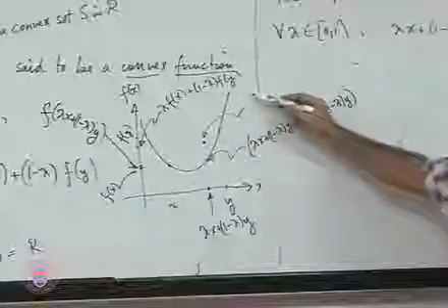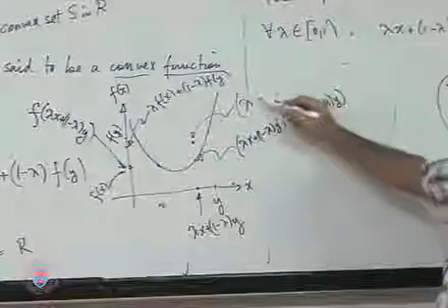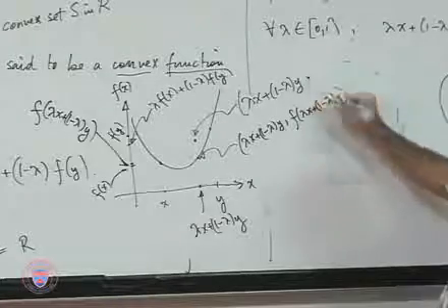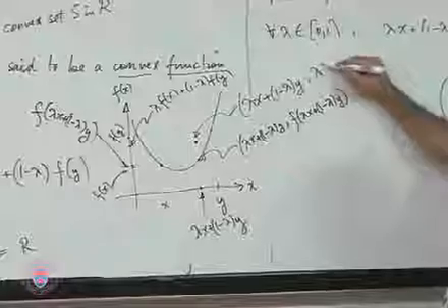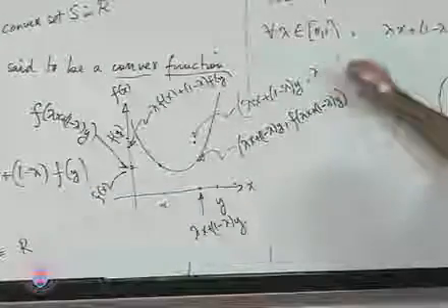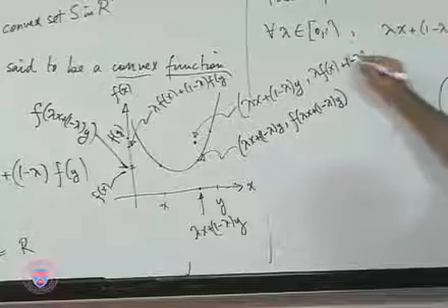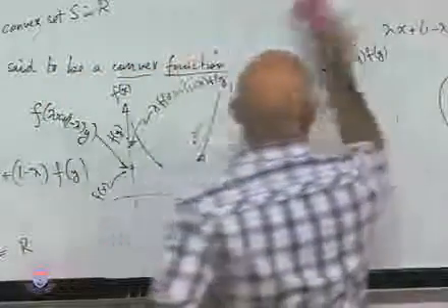What about this point? What point is this? You've got the same abscissa here, lambda x plus 1 minus lambda y. The second component, or the second coordinate, is lambda times f of x, plus 1 minus lambda times f of y. Let me erase this stuff from here.